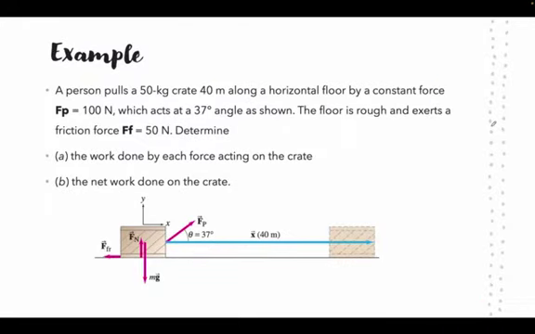All right, let's try this example here. You have a person that pulls a 50-kilogram crate 40 meters along a horizontal floor by a constant force of 100 newtons, which acts at an angle of 37 degrees as shown. The floor is rough and it exerts a frictional force of 50 newtons. Determine the work done by each force and the net work acting on the crate. Pause the video here, take a couple of minutes, and see if you can come up with an answer.